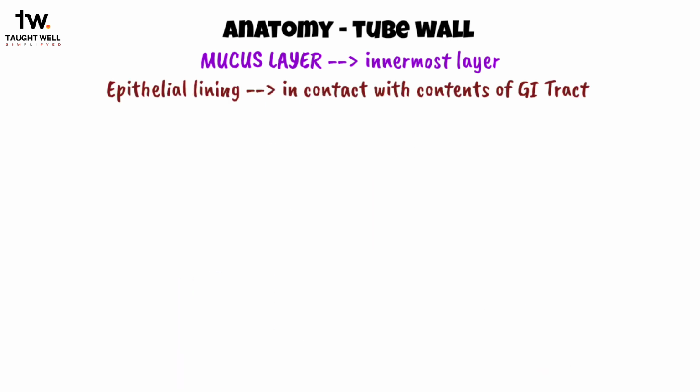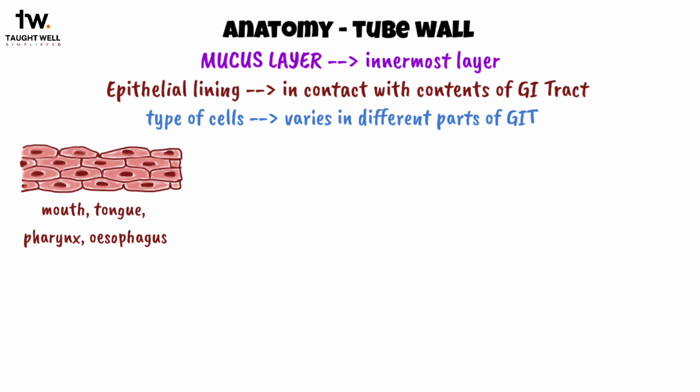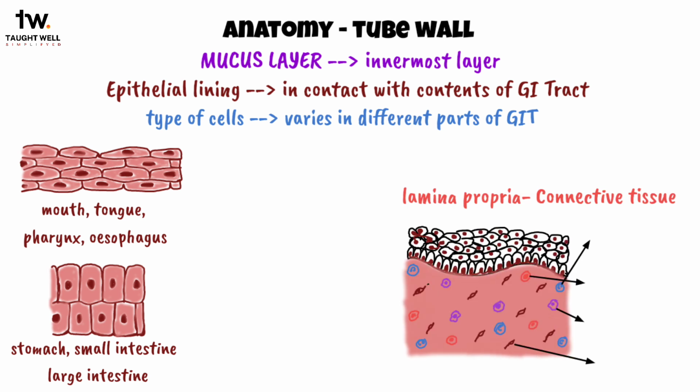Epithelial lining is in contact with the contents of GI tract. The type of cells in the epithelial lining layer varies in different parts of the GI tract. The inner surface of mouth, surface of the tongue, inner surface of the pharynx and esophagus has stratified squamous epithelial cells. However, mucous membrane lining the other parts, such as the stomach, small intestine and large intestine, has columnar epithelial cells. The lamina propria is formed by connective tissues, which contain fibroblasts, macrophages, lymphocytes, and eosinophils.